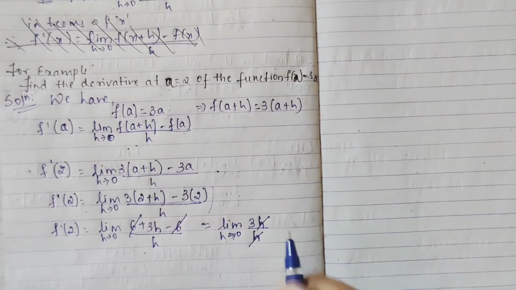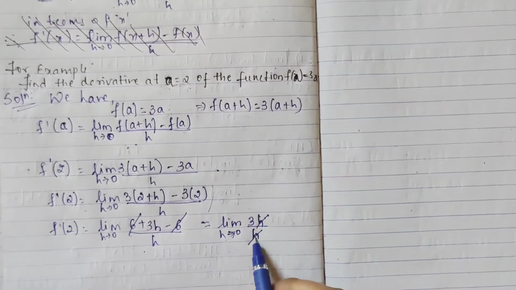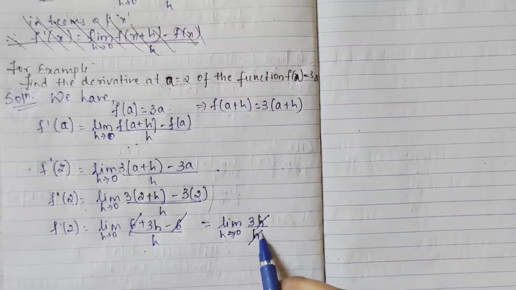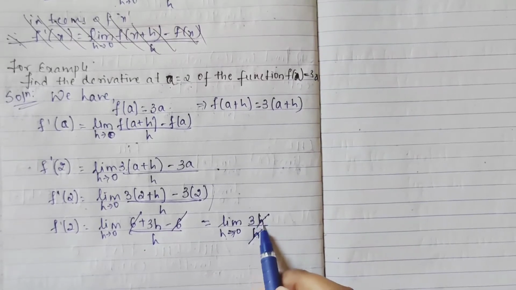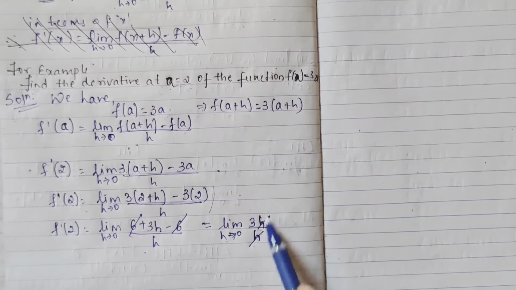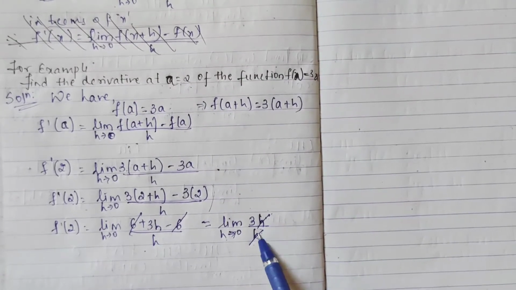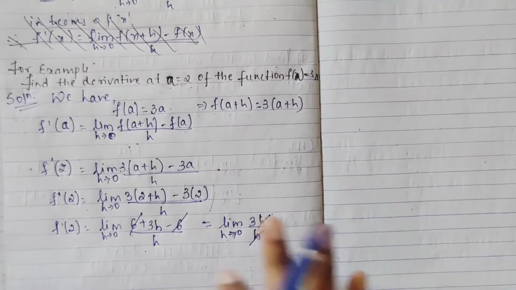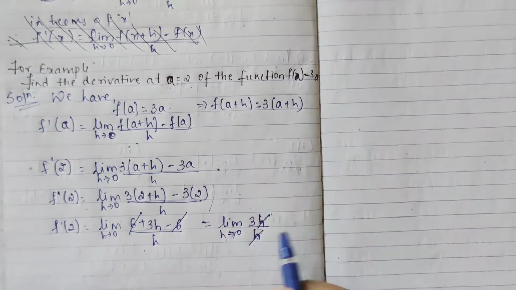If by chance you don't have the same number in numerator and denominator, if you have some other number and here you have only h, or either of this you have, then you substitute. But when you can cancel off, first do the cancellation. First you have to do everything, then you have to substitute the limit.